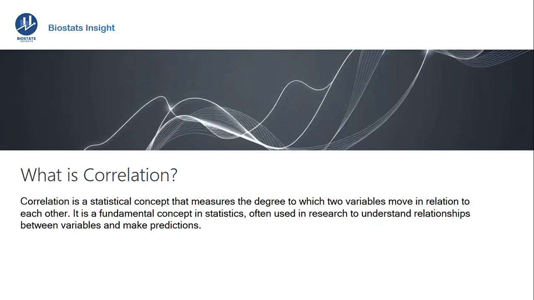What is correlation? Correlation is a statistical concept that helps you to measure the degree to which two variables move in relationship to each other. Basically, in correlation you are able to understand whether two variables are directly related or not, and make some predictions about the data.